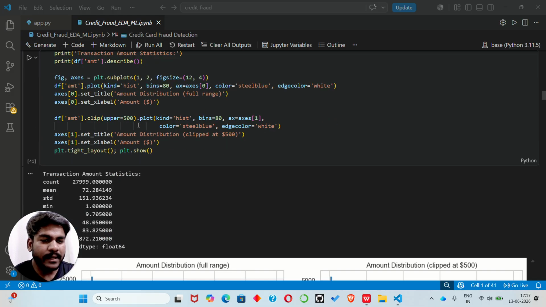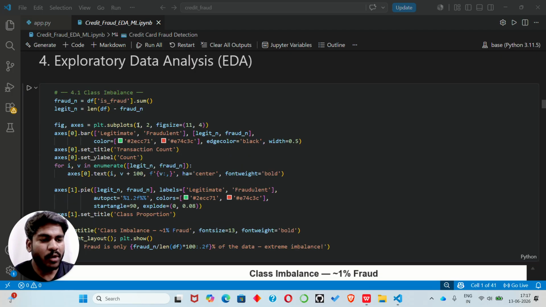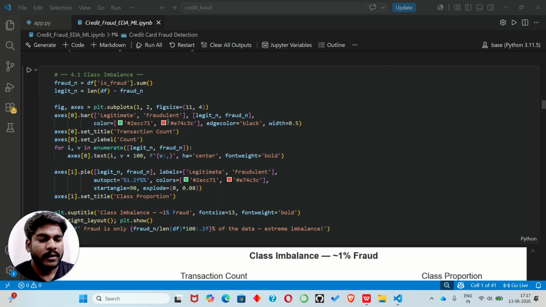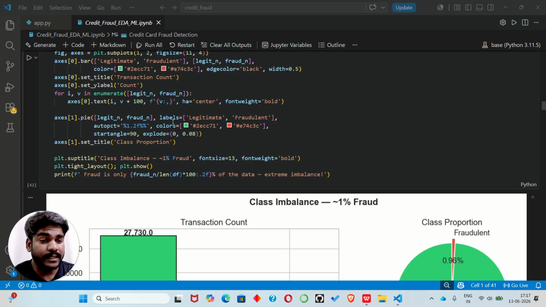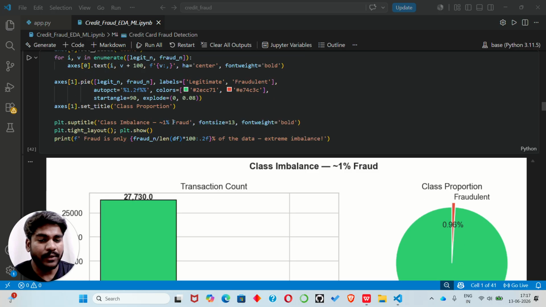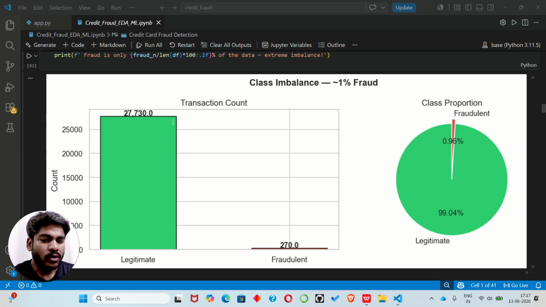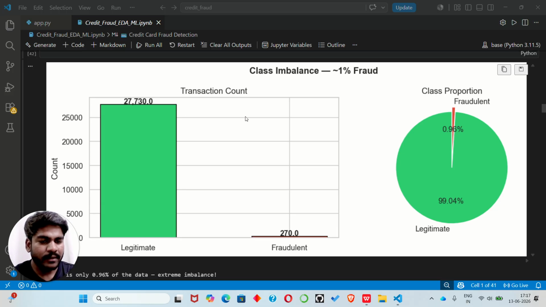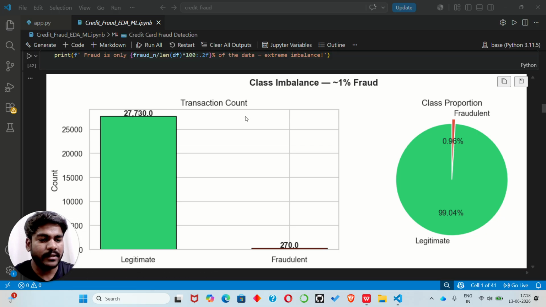Now, the next step is handling class imbalance. This is a very important step. As I mentioned, only 0.5% of transactions are fraud. If I train a model on this imbalanced data, the model will simply predict everything as not fraud and still get high accuracy, which is wrong. To fix this, I used oversampling. I made copies of fraud rows in the training data until I had an equal number of fraud and legitimate transactions.